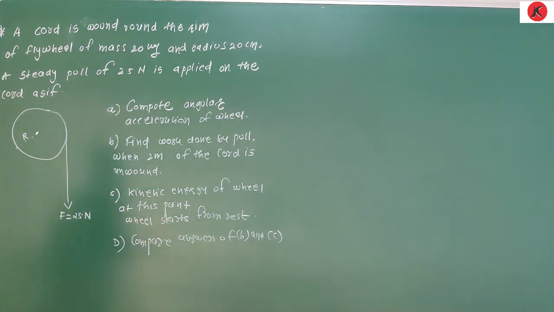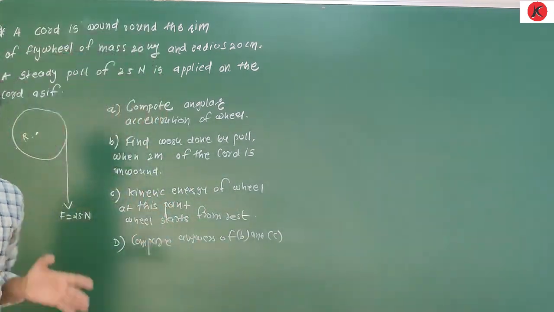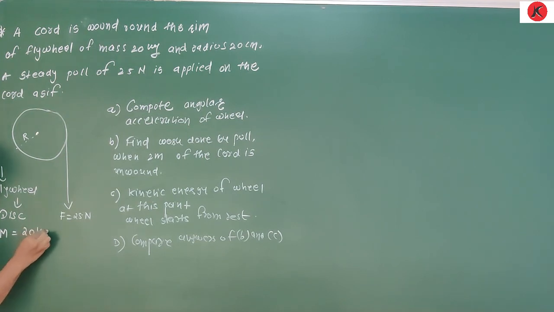See, what is the question actually, understand. Okay, you are actually given one flywheel. Flywheel is nothing but a disc. Flywheel is nothing but one type of disc. Its mass is given, see, its mass is capital M, that is 20 kg.